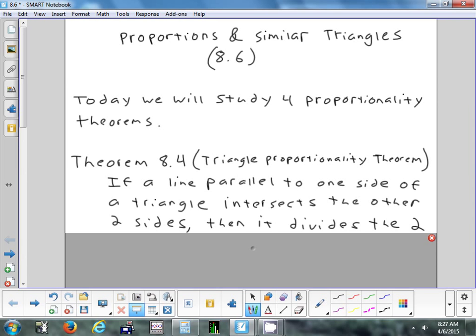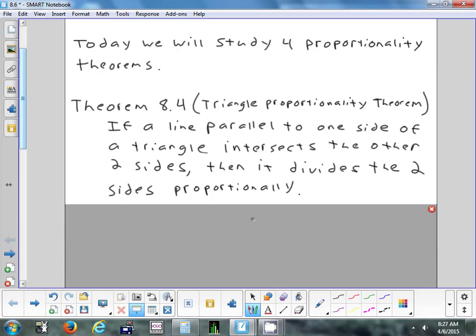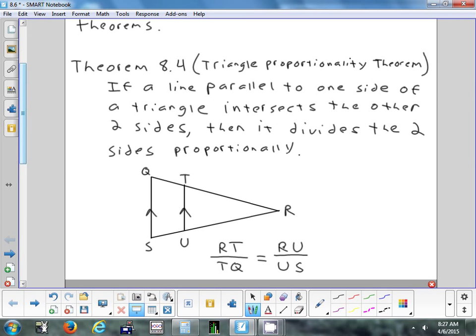All right, first theorem we're going to look at is 8.4. And as I said, I'm going to draw a picture of it, and I think the picture might be what's really helpful. It says if you've got a line parallel to one side of a triangle, and it intersects or crosses the other two sides, it divides the sides proportionally. Okay, so here's a picture of that.